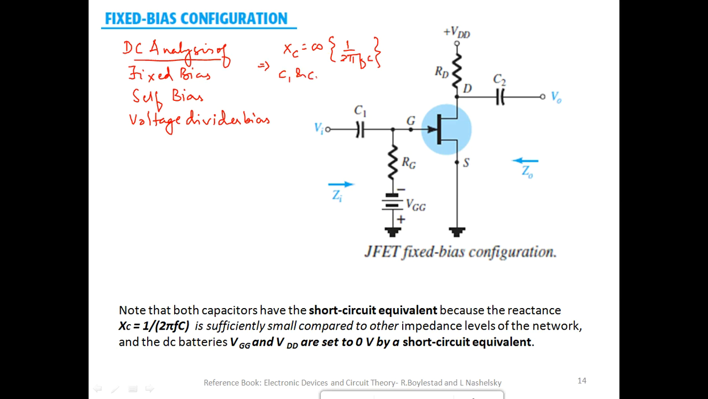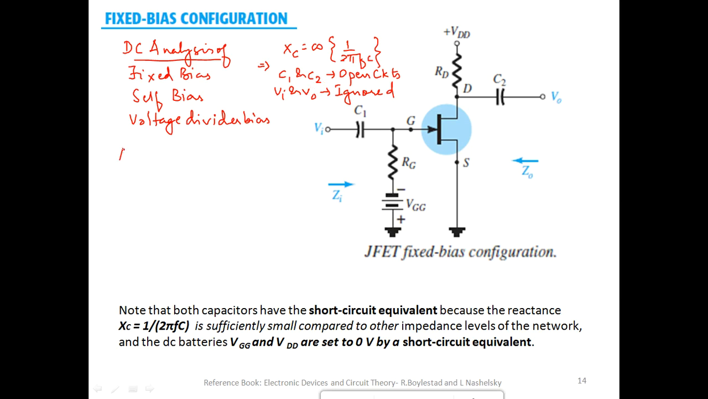C1 and C2 were considered to be open circuits, and because of which we ignored the input voltage and the output voltage. So both were ignored and then removed out of the circuit, right? So that was the common step we followed in DC analysis of these particular configurations.